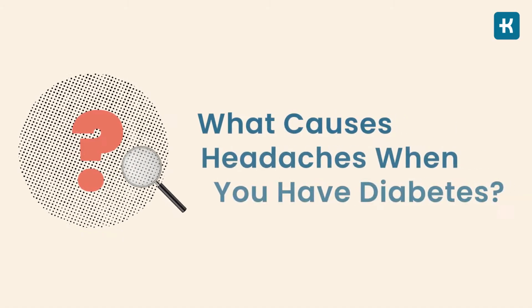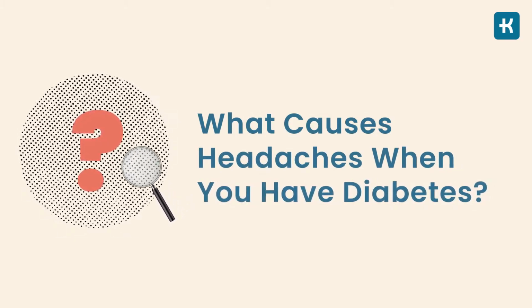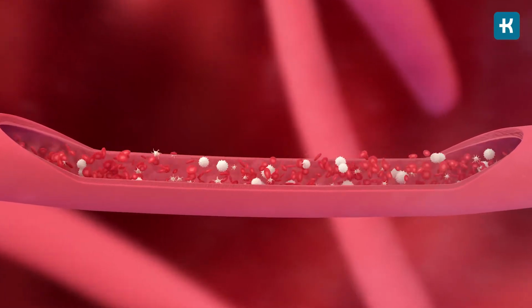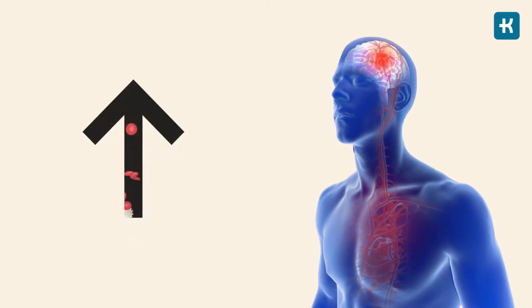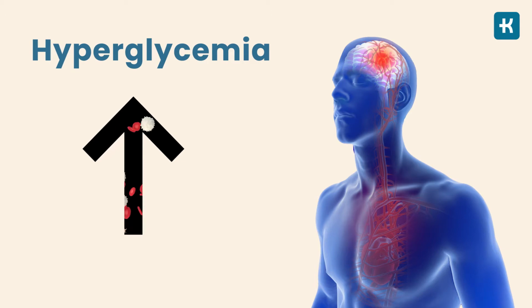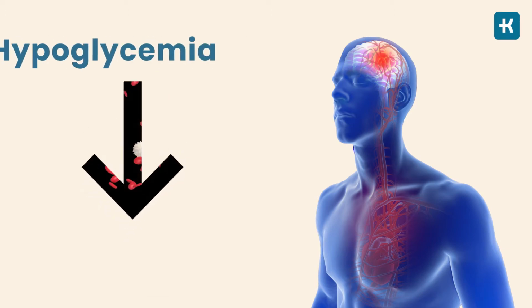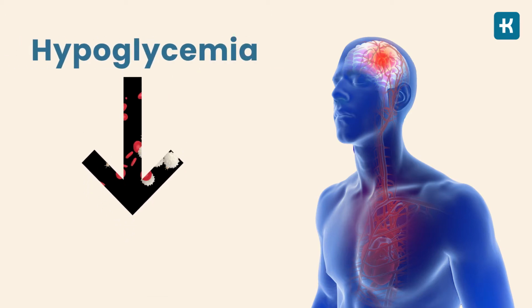But here's the main question. What exactly causes those headaches when you have diabetes? Well, they typically develop because of changes in blood sugar levels. A headache can indicate that blood sugar levels are too high, which is called hyperglycemia. Conversely, blood sugar levels may be too low, which is called hypoglycemia. I'll talk about that more in a minute, so keep watching.